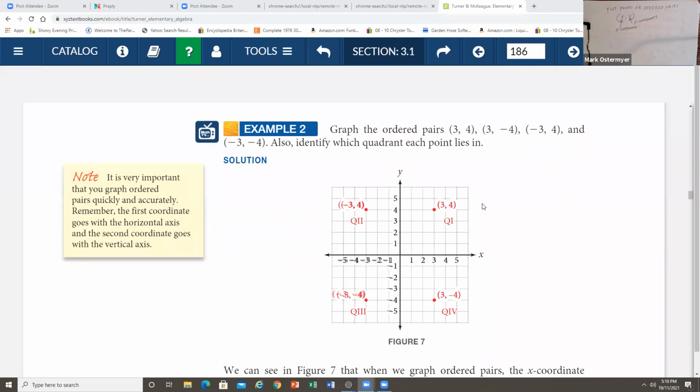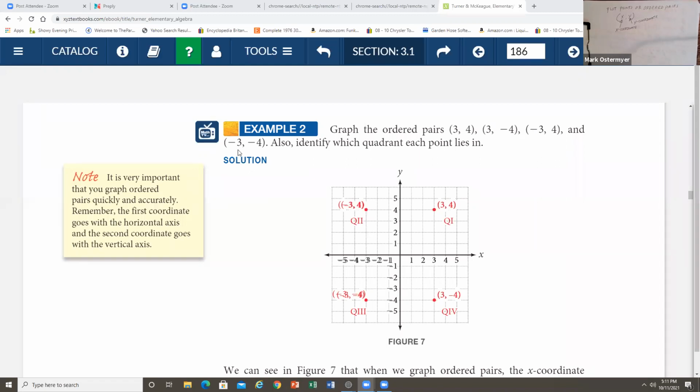Plotting -3, 4, start at the origin. Now my x coordinate's -3. That means I have to move to the left 3 units, and my y coordinate is +4, so I move up 4 units. Starting at the origin, I move 3 to the left, -1, -2, -3. Now I move up 4 units. 1, 2, 3, 4. Ladies and gentlemen, that is the point -3, 4. It lies in quadrant number 2.